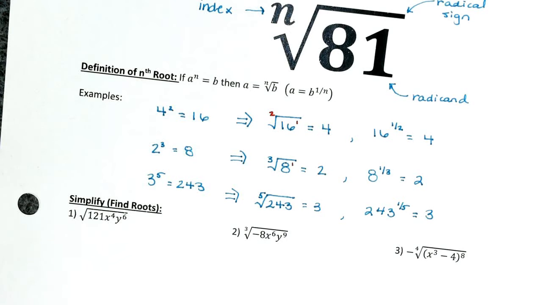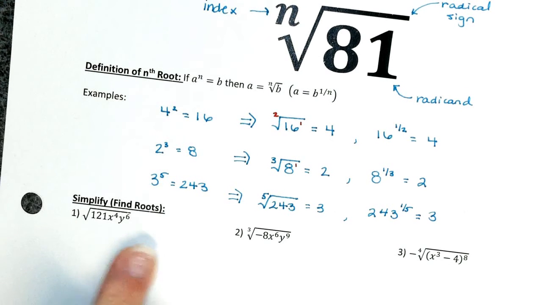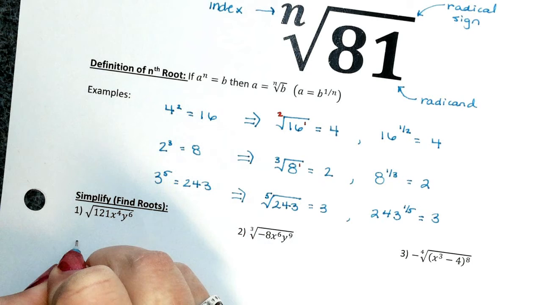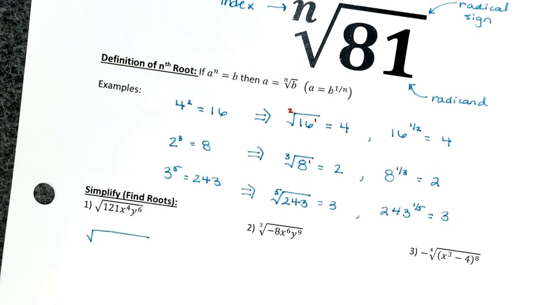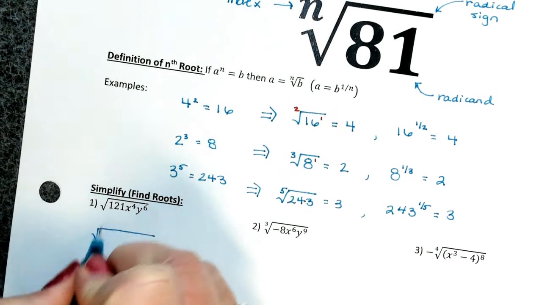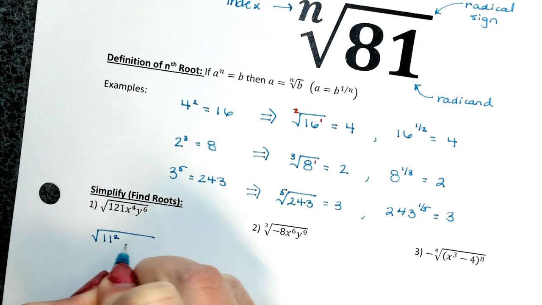All right, so simplifying roots. You guys already know how to do the first one, okay? Our big idea here is that you can't square root it unless something's being squared. So the square root of 121, is it something squared? It is. It's 11 squared. So we can write this as 11 squared.